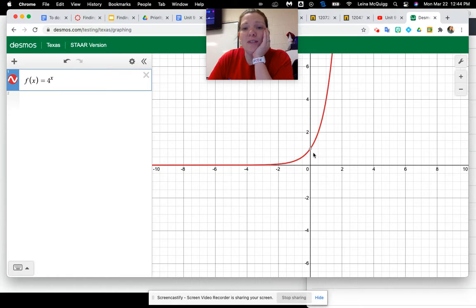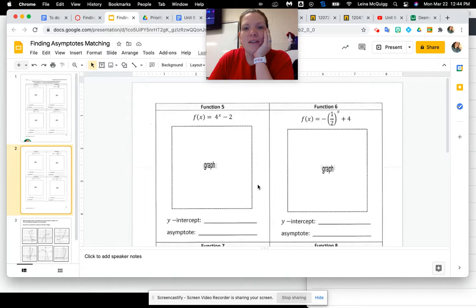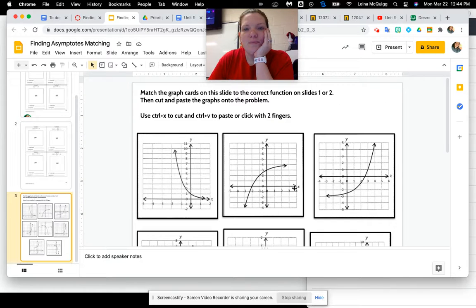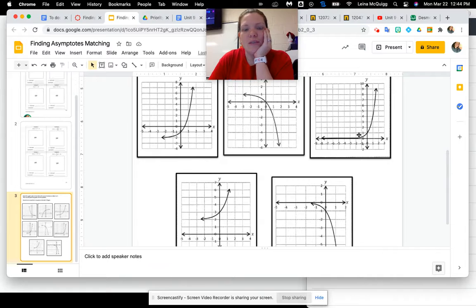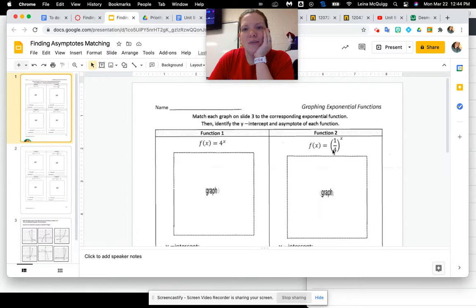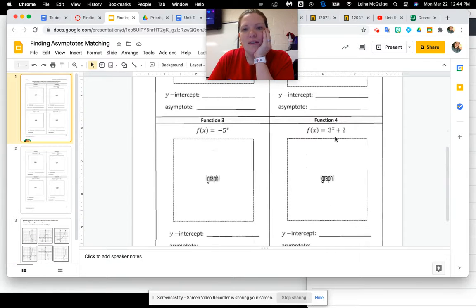So this is what your graph's going to look like. You're going to cross the y-axis at 1. Your asymptote, you're never going to cross y equals 0. Okay, so you're going to want a graph match. So now come down here and find the graph that matches that, which again was this one. Okay, so then go to the next one. Let's choose one of these other ones.